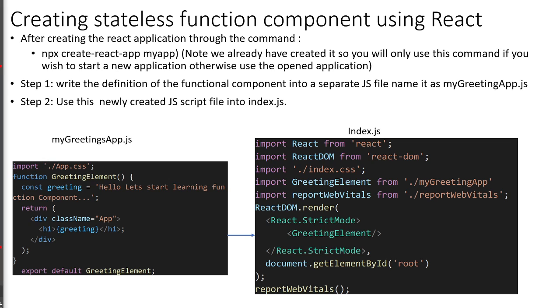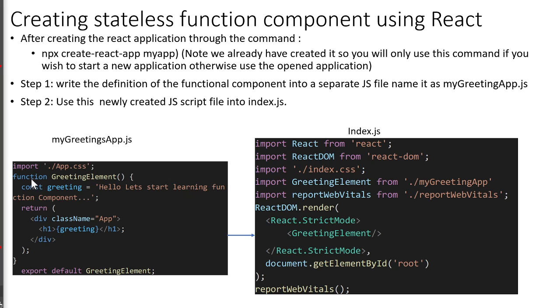As we mentioned, when we create the component using a function, we must create a function with the help of the keyword function. GreetingElement is the name of this function. You can give any name, but for this exercise, I have given it GreetingElement. Inside this function, I have created a variable greeting, which is a JavaScript variable, and assigned a string value to it, which is hello, let's start learning function component. You can give it any string value.